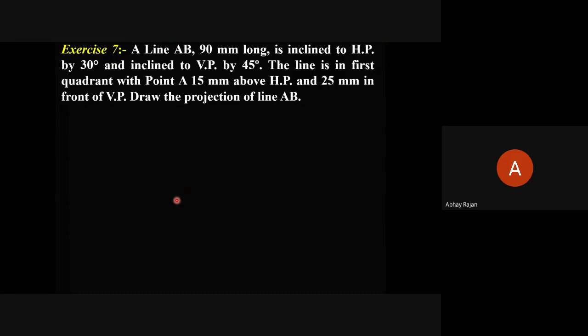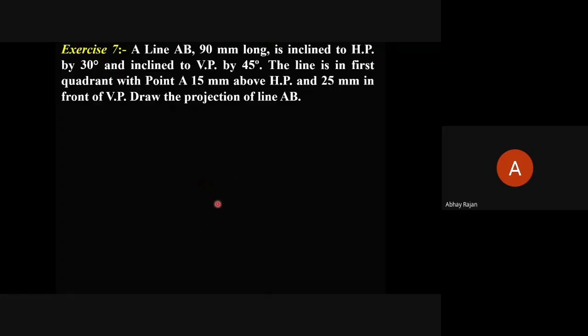Whenever the line is inclined to VP or inclined to HP alone, consider the previous cases. If it is inclined to HP, it will be parallel to VP. Only one plane was involved in those conditions. If it is inclined to VP, it will be parallel to HP, and we will be getting the true length in one of the views, right?